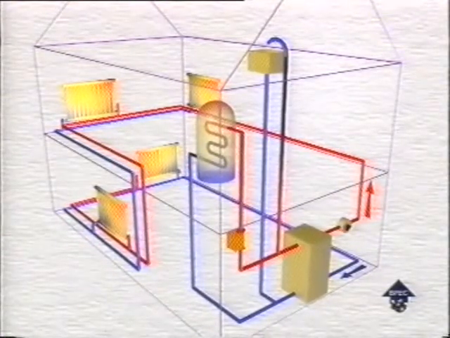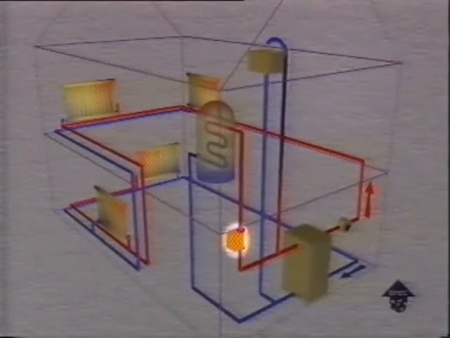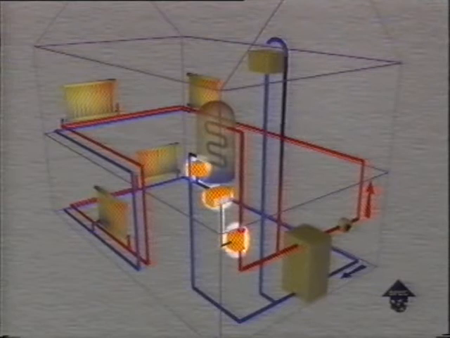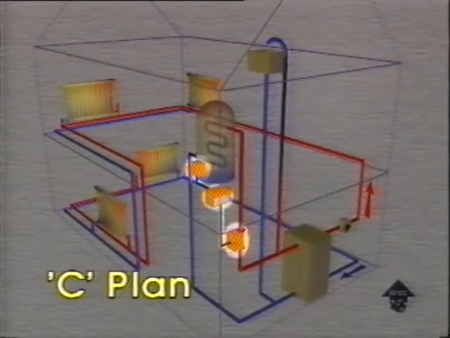But if we install a motorized zone valve here on the primary flow and wire it to a cylinder thermostat, we can set the cylinder thermostat to 60 and the valve will stop circulation when that temperature's reached. This arrangement's called a C-plan.